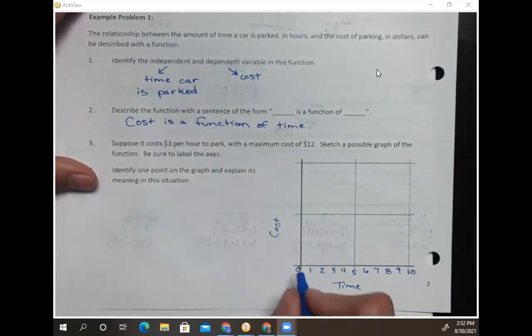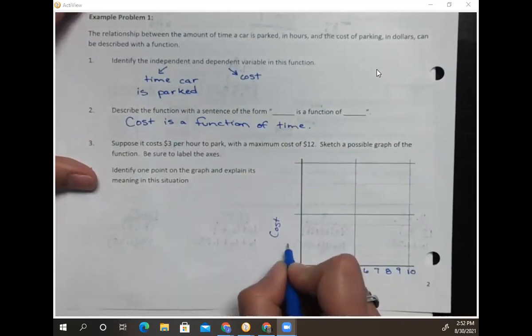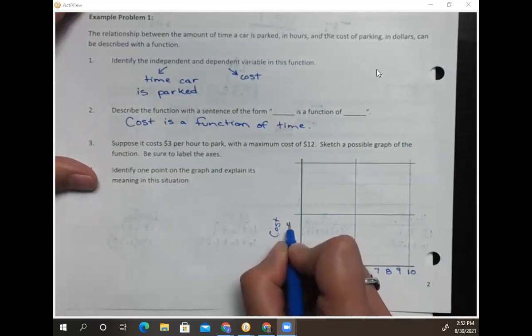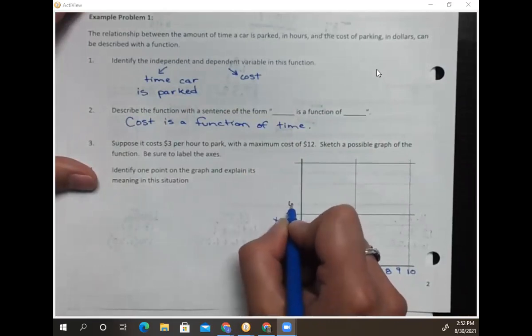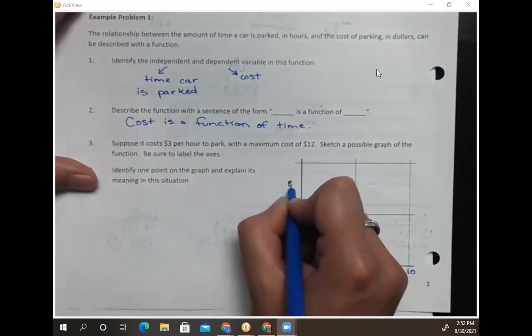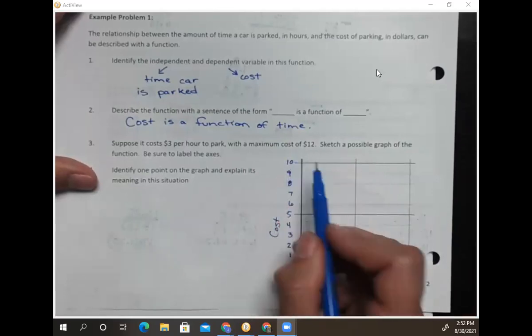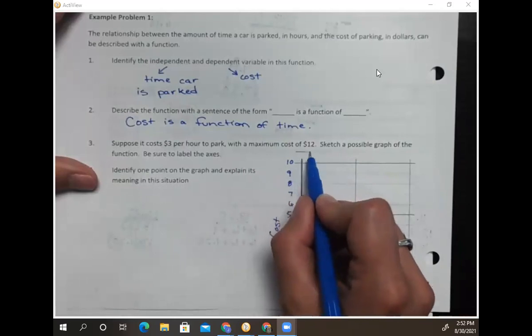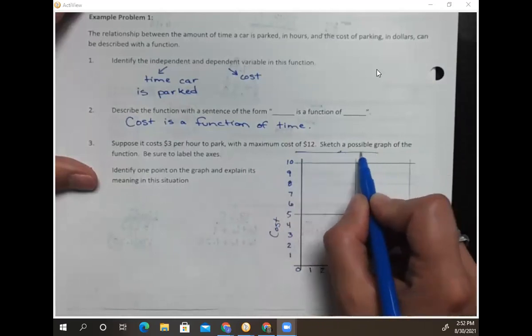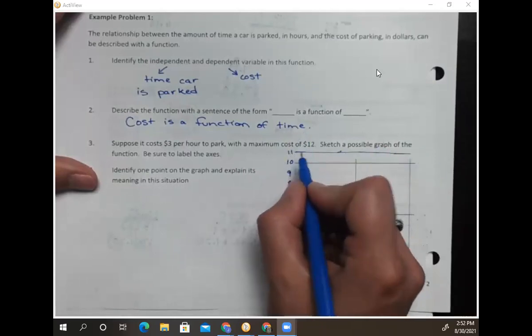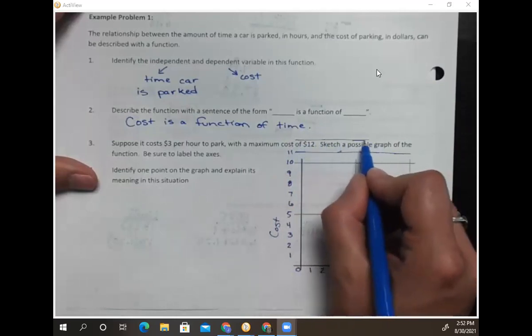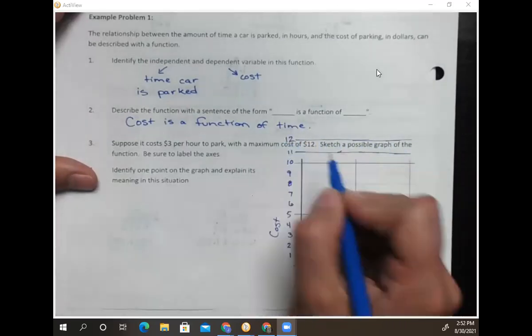And then same for cost. I know the grid lines are a little faint. And then for cost, we know we have a maximum cost of $12. So I'm actually just going to sort of sketch in 2 more grid lines here. So we'll be a little off our graph for that $12 maximum, but that's okay.